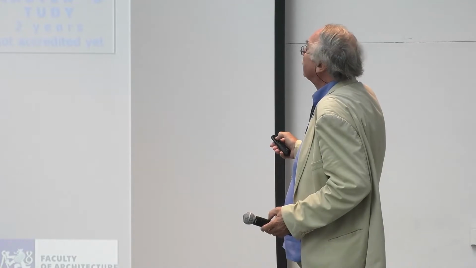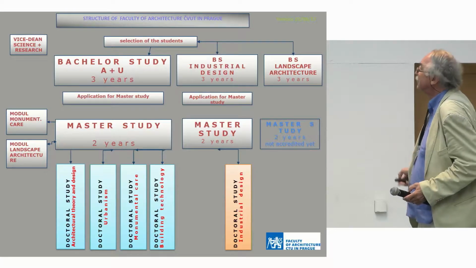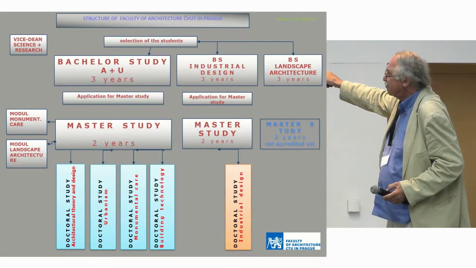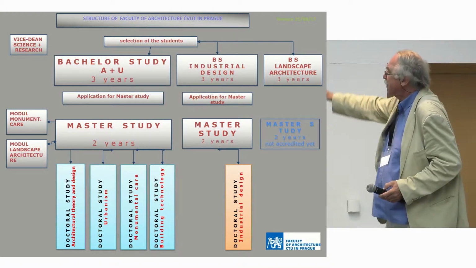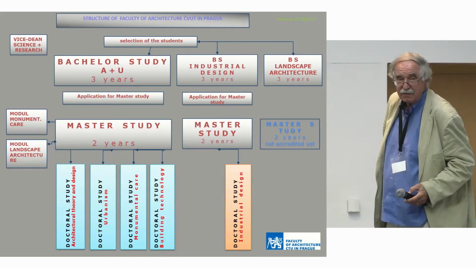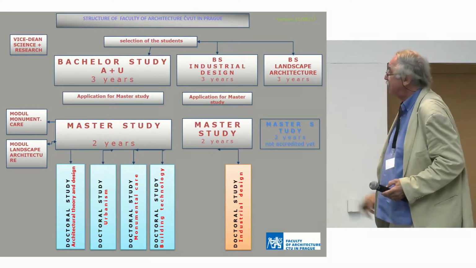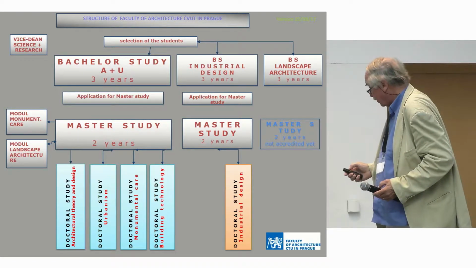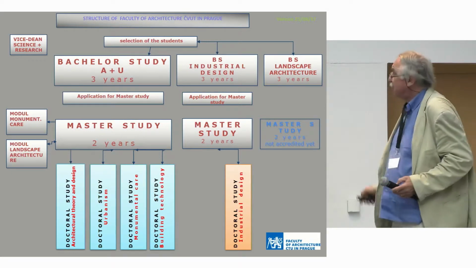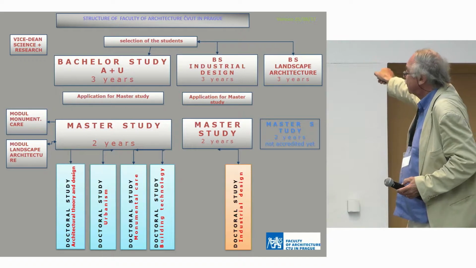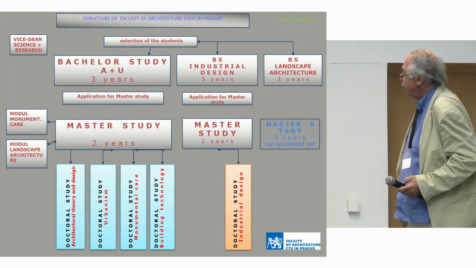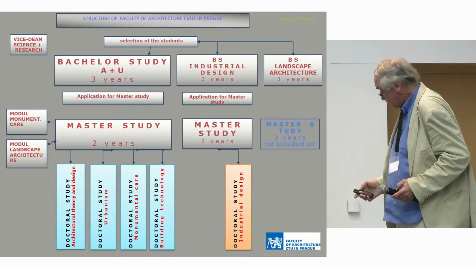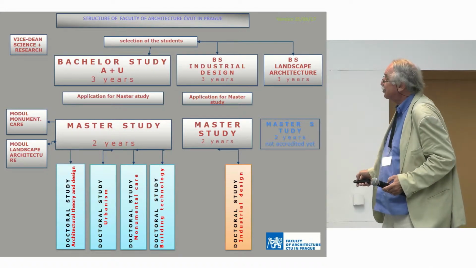organigram. We have in fact three different columns, study directions. A+U is art, architecture, and urbanism, divided into 3 steps: bachelor, master, and doctoral study. We also have a parallel program of industrial design, which is now complete, started in 2007, and now we have complete bachelor, master, doctoral study. And we started with a 3rd program, which is landscape architecture, which is not yet completely accredited. We just started with the bachelor study, and we have to finish our master study program, and there is no doctoral program on that.